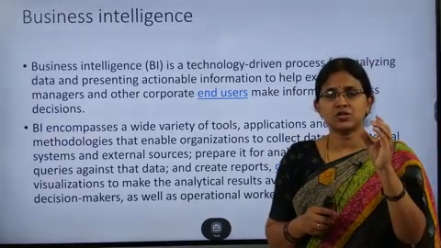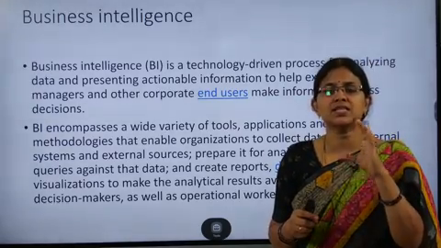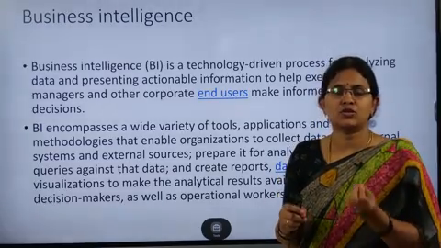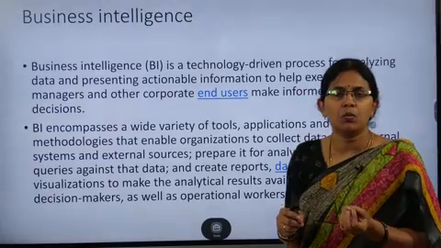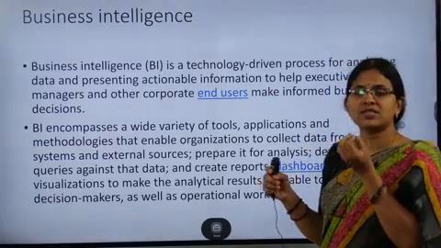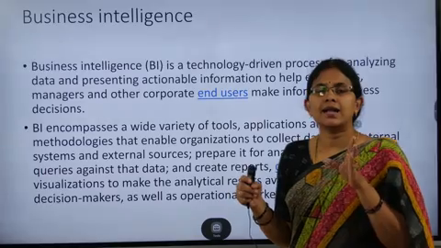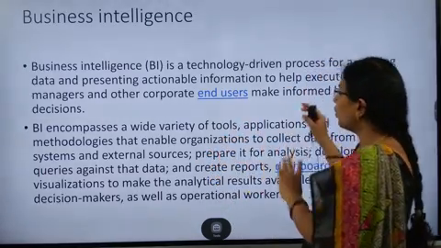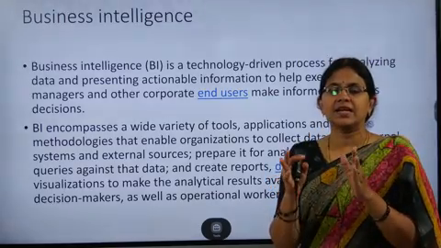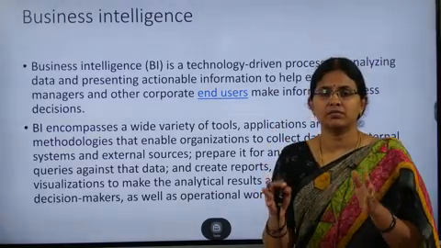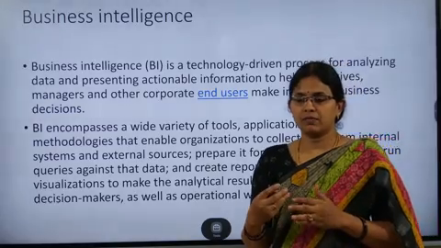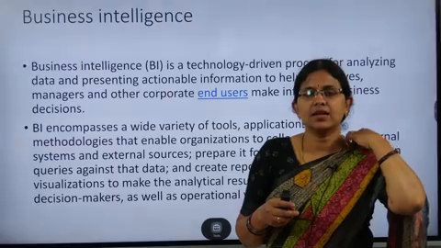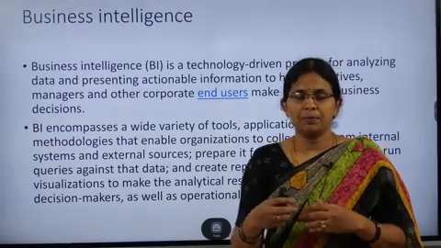So whatever decisions you have taken by using the decision support system, in order to make those decisions appropriate and reliable, you have to go for some analysis. That analysis part is taken care of by business intelligence. It will present the data in an actionable manner. For example, one company is there, and its sales is nearly 47,000 per month.